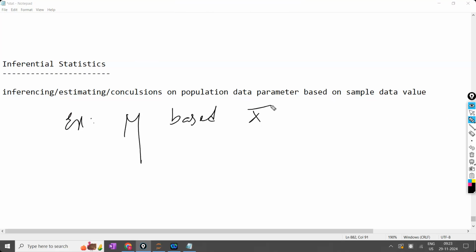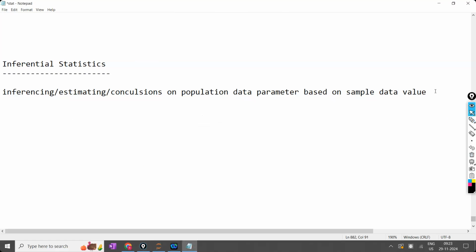Sir, why to estimate, sir? Because we are getting only the sample data. If you are able to get the population data directly, then there is no need to estimate. Directly you can calculate the population mean. In that case, inferential statistics will be 0. I have explained all these things for you earlier also, right?